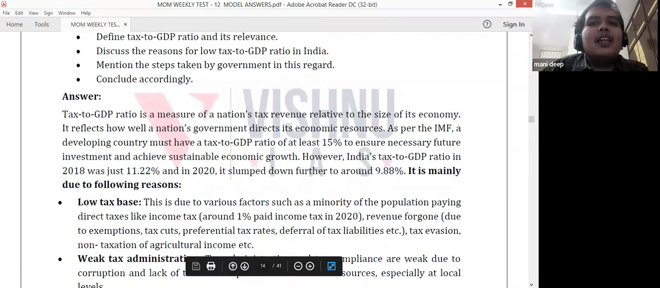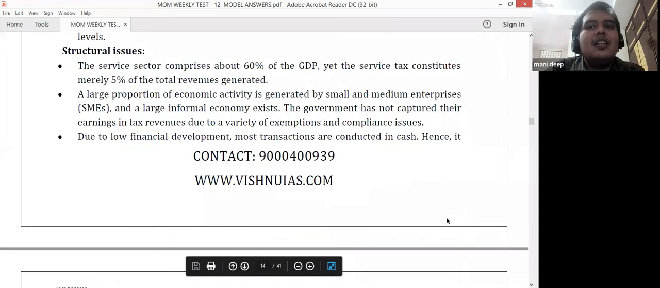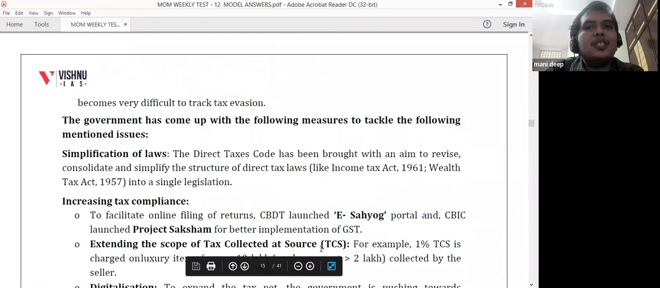Then you can write about weak tax administration. Even tax administrators like IRS officers find it difficult to administer or collect tax because of high black money, corruption, and not having data regarding how people are spending. These are the things you write. Then you can write about complex systems, and then structural issues. To address all these, the government has brought in the Taxpayers' Charter and faceless assessments. These are the things you can write in the next part of the question.